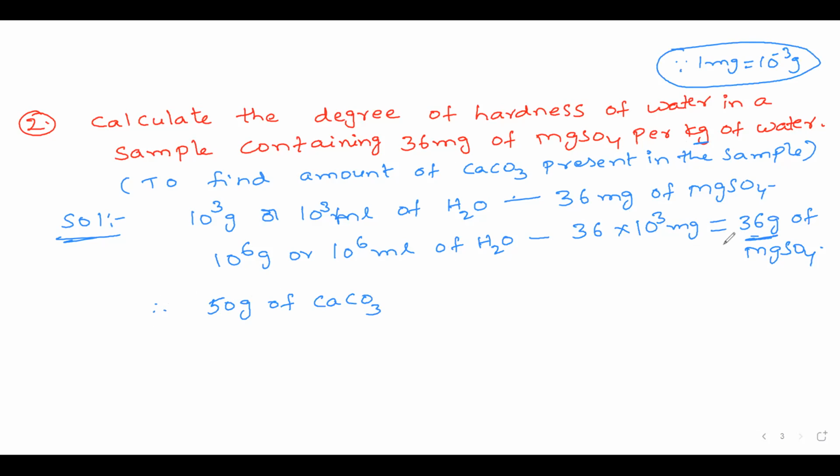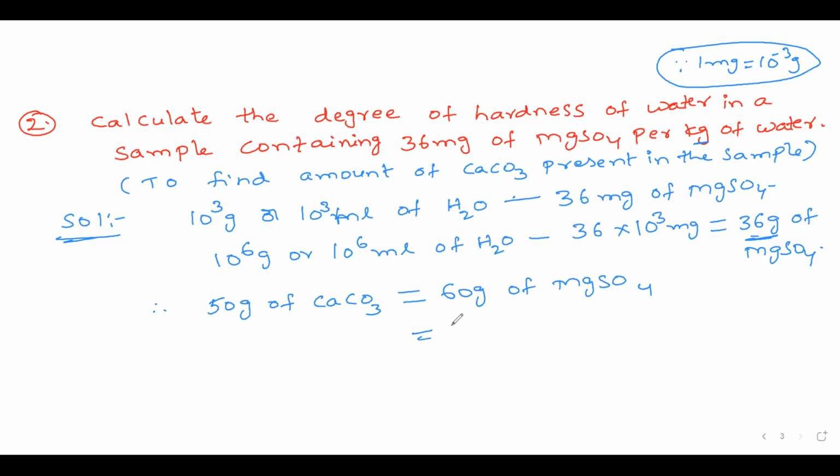So finally, in the given sample, how many grams of magnesium sulfate is present? 36 grams of magnesium sulfate is present. So 50 grams of calcium carbonate is equivalent to, from the theory of equivalence, magnesium sulfate, whose molecular weight is 120, so it is equal to 60 grams. So 60 grams of magnesium sulfate, because magnesium sulfate molecular weight is 120, 120 by 2.